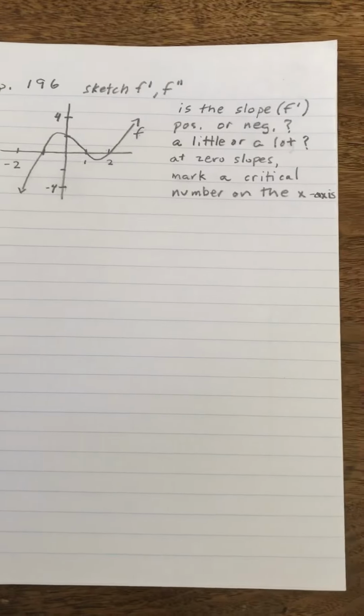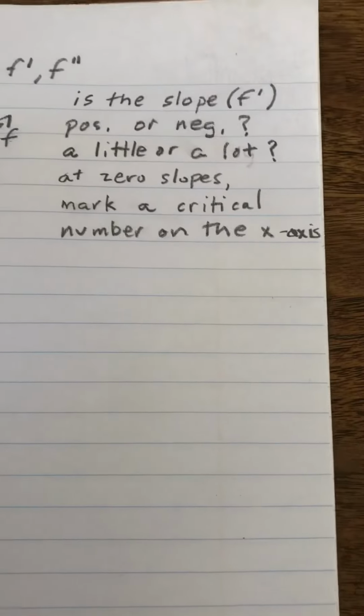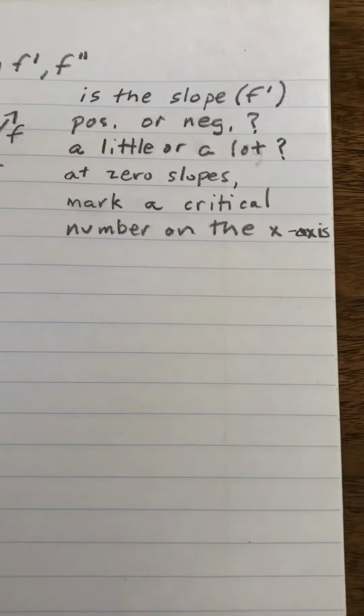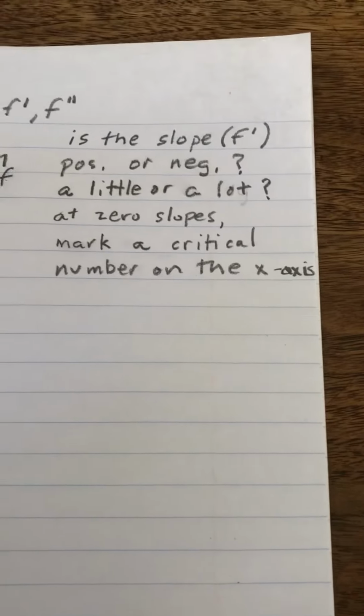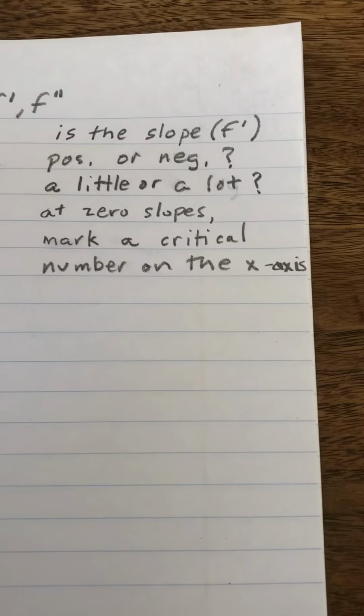The important questions to ask, and these are in our notes, is when we're sketching the derivative, we want to ask, is the slope, which is the derivative, f prime, positive or negative? Is it a little or a lot, positive or negative? And we remember at zero slopes, we mark a critical number on the x-axis.